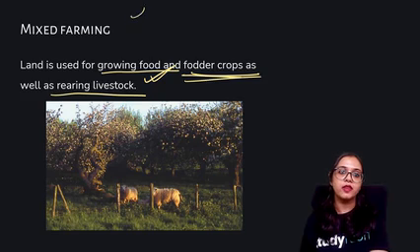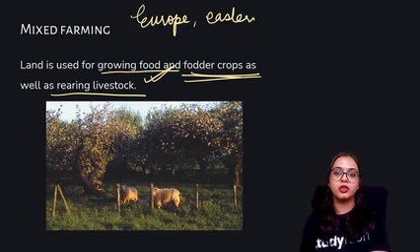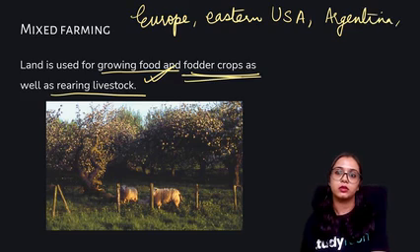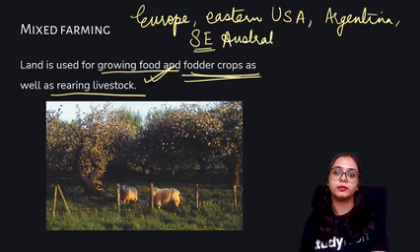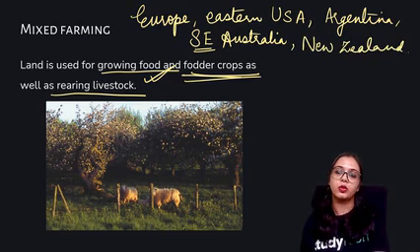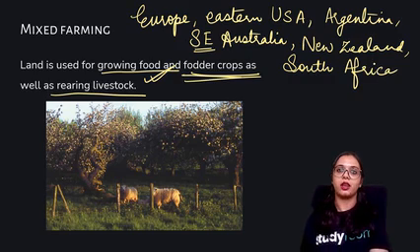Okay, and the areas involved in mixed farming are Europe, Eastern USA, Argentina, Southeast Australia, New Zealand, and South Africa. So all of these areas, there has to be an availability of land.